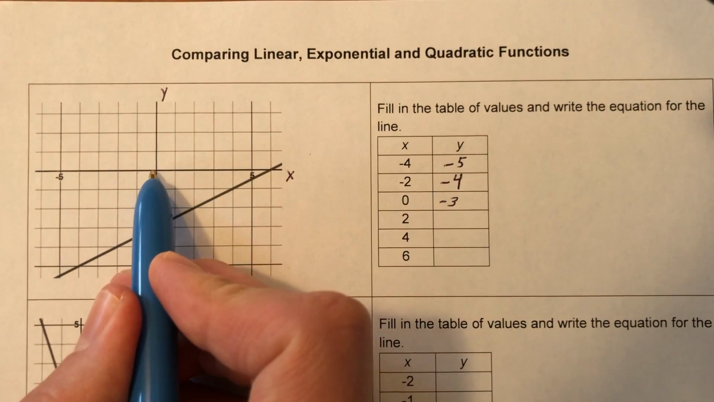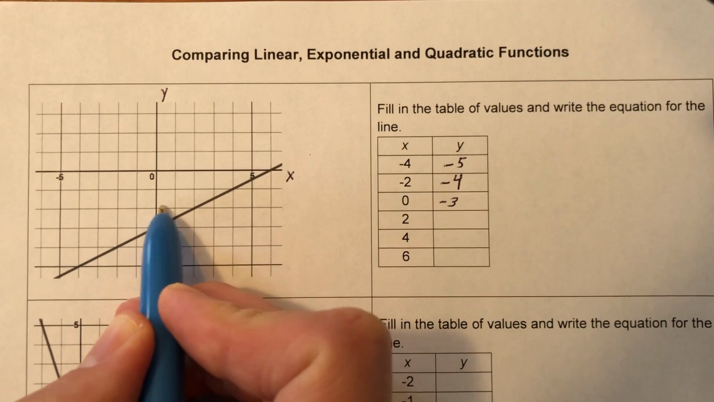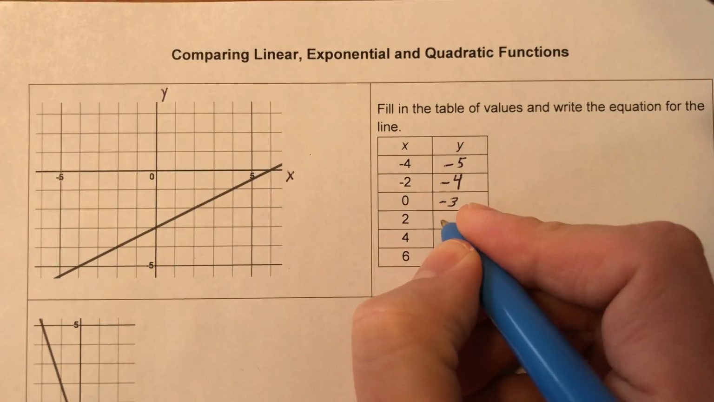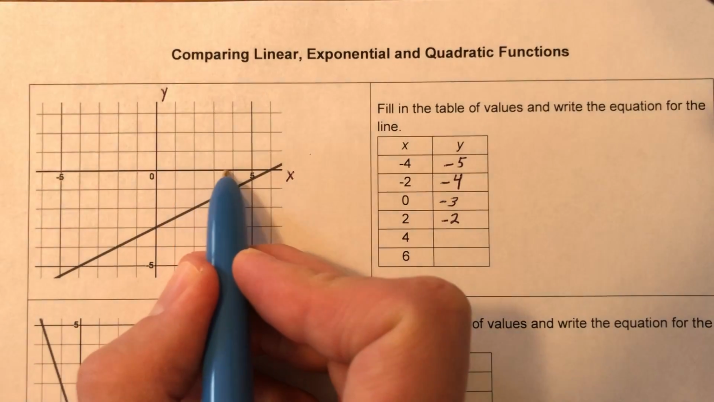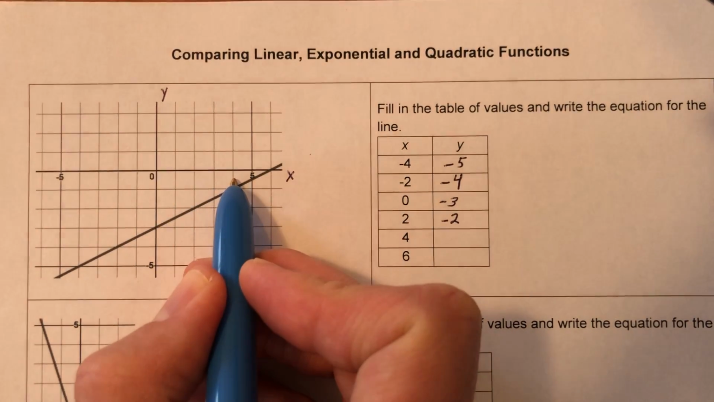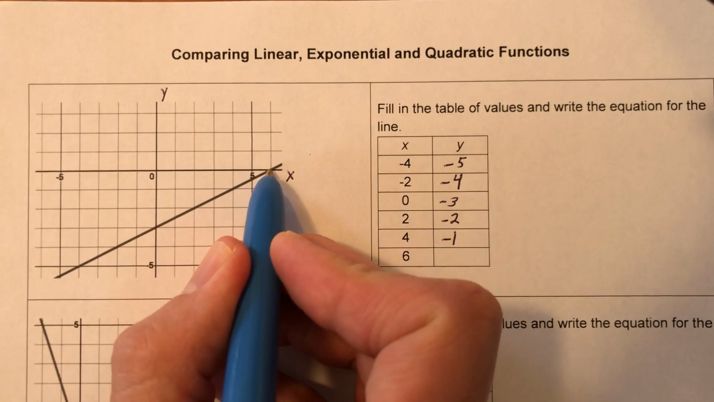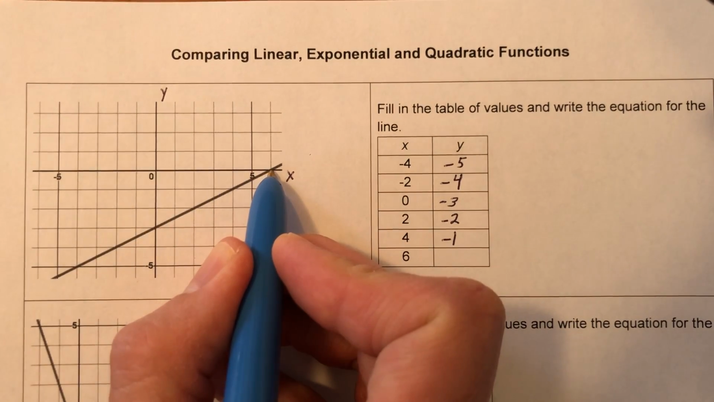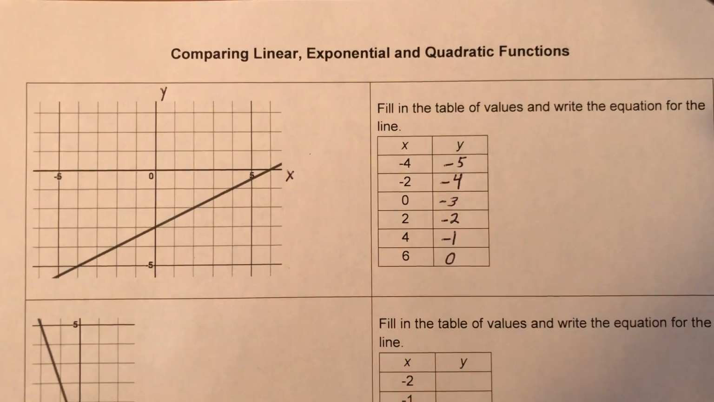We go to an x value of 2. The y value is here at -2. We go to an x value of 4. The y value is -1. And we go to an x value of 6. And the y value is, well, we're sitting on the x-axis. We didn't have to go up or down, so the y value is 0.